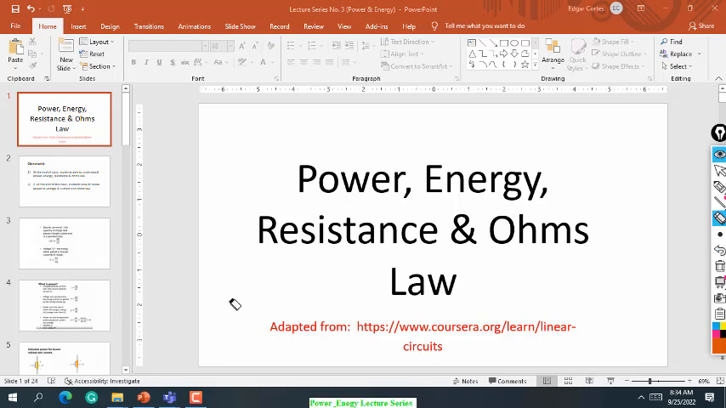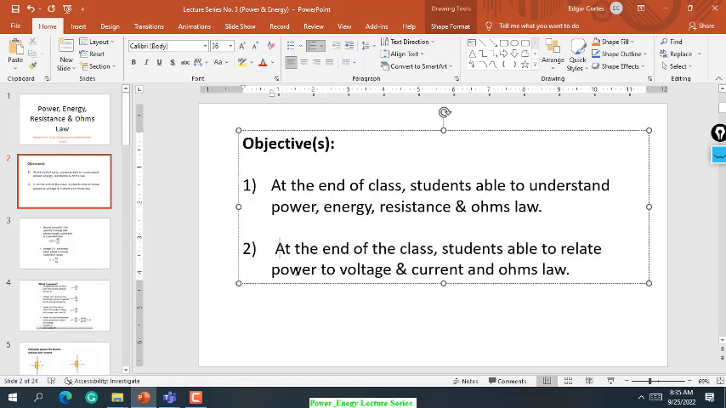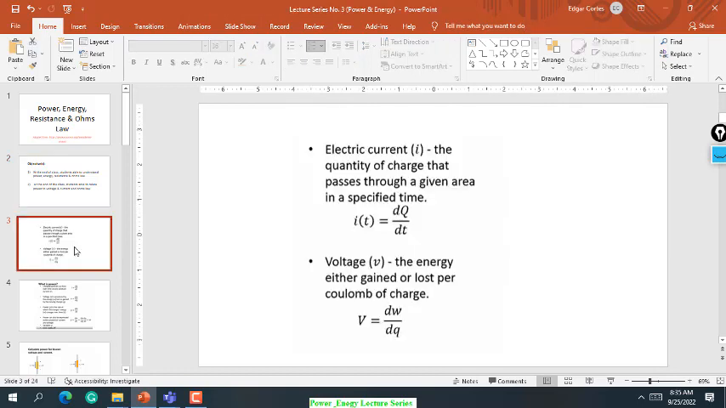As an objective, at the end of the class, students are able to understand power, energy, resistance, and Ohm's law. Second, at the end of the class, students are able to relate power, voltage, and current and Ohm's law, a basic understanding of these concepts. To formally start our first topic, power and energy, let's have a review.